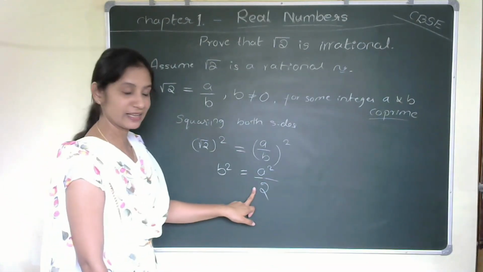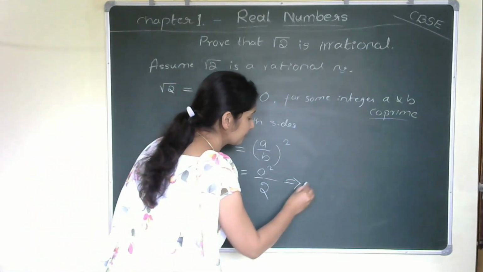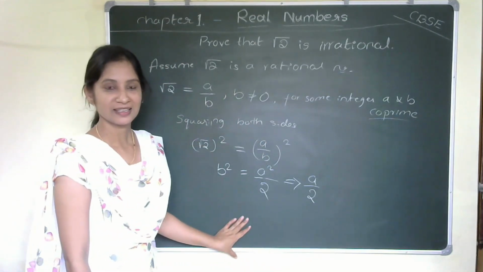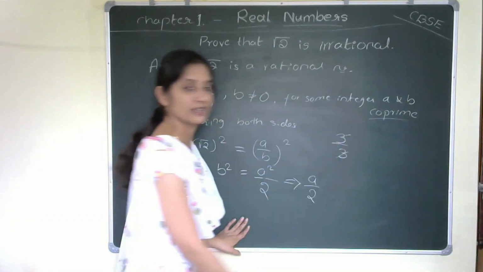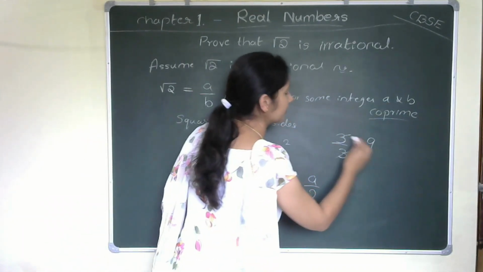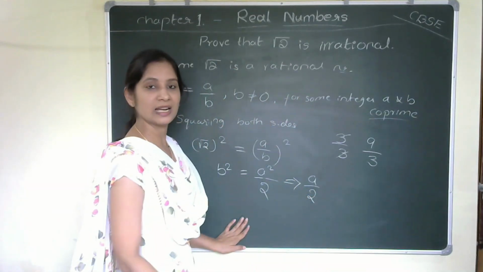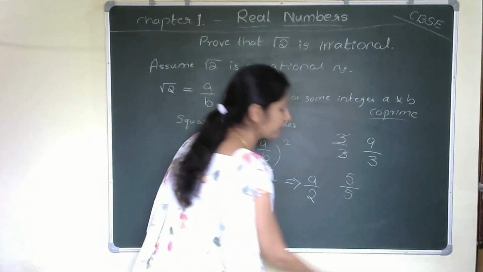So I can say that 2 divides a square. This implies 2 divides a. Am I correct or not? Yes. Let me take an example. 3 divides 3. Yes. And 9, it is 3 square, it is also divisible by 3. Let me take one more example. 5. Okay. It is divisible by 5.